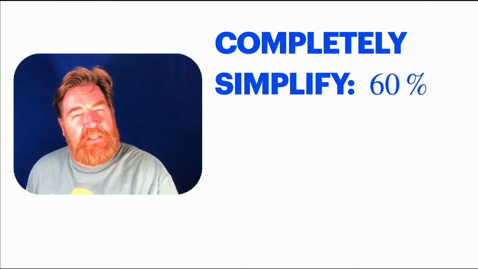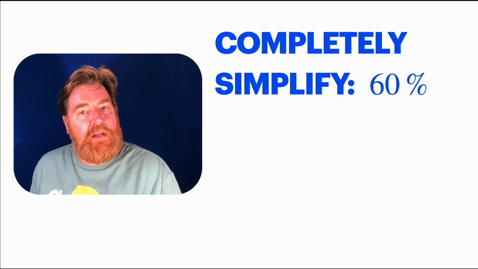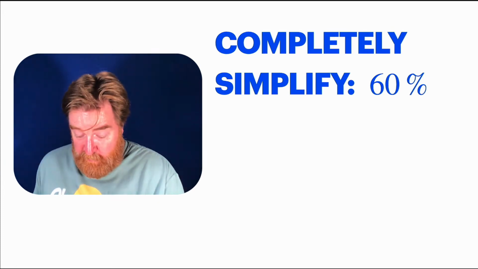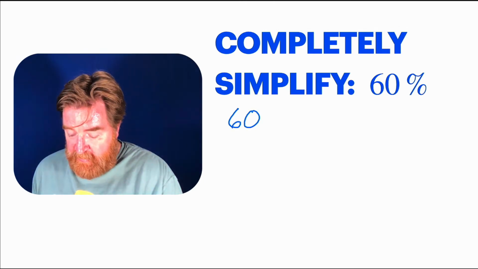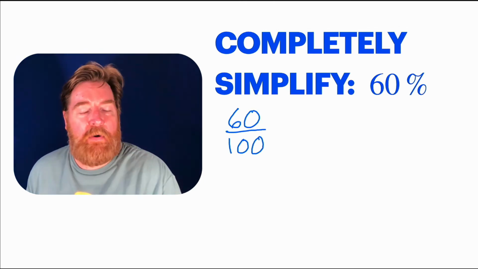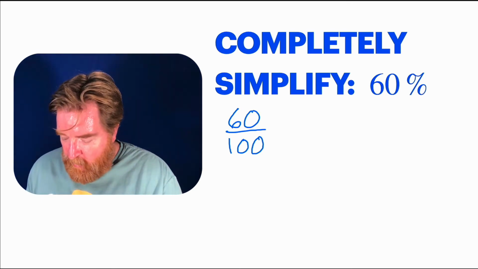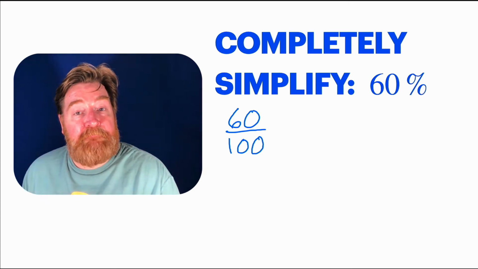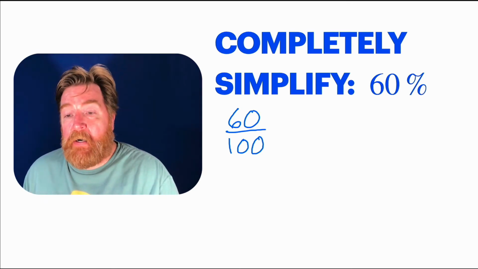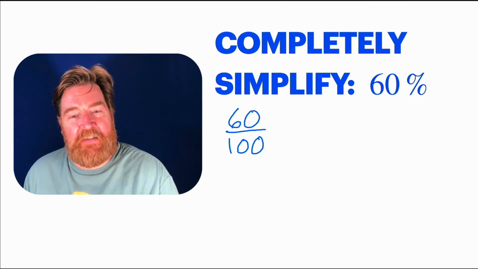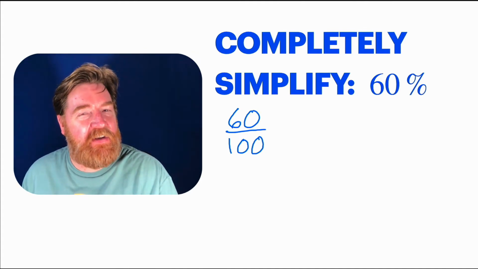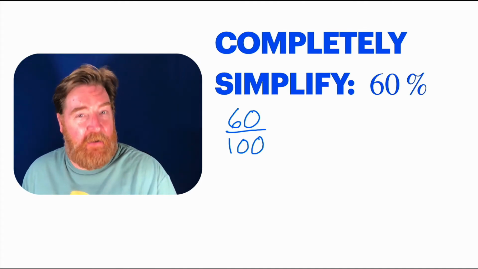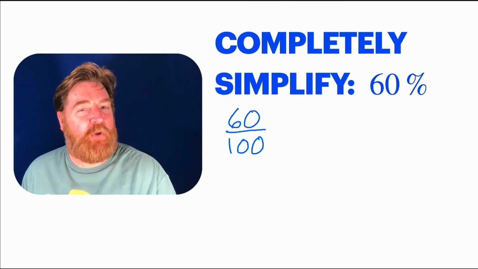Here's one more. 60%. So if you want to simplify 60%, let's first of all write it as a fraction. 60%, as you guys know, is 60 hundredths. All right. What can we pull out of there? There's lots of stuff, isn't there? But wait, do you see a really obvious one? Can anybody see a real obvious one in there? A common factor? Good. I thought you might.